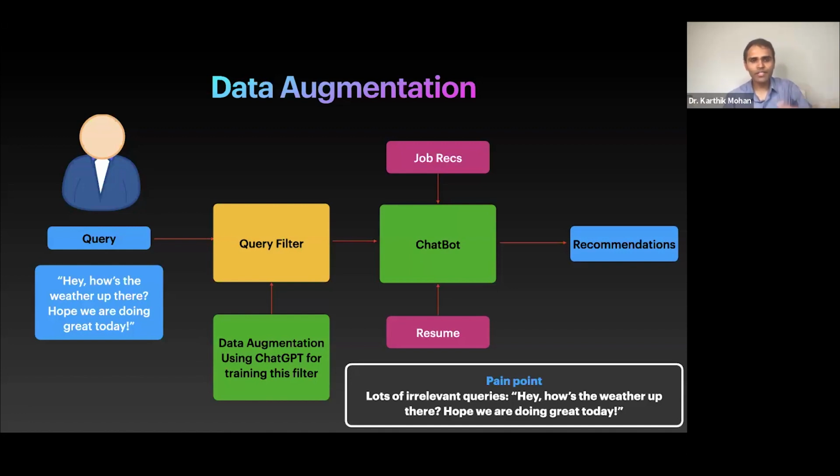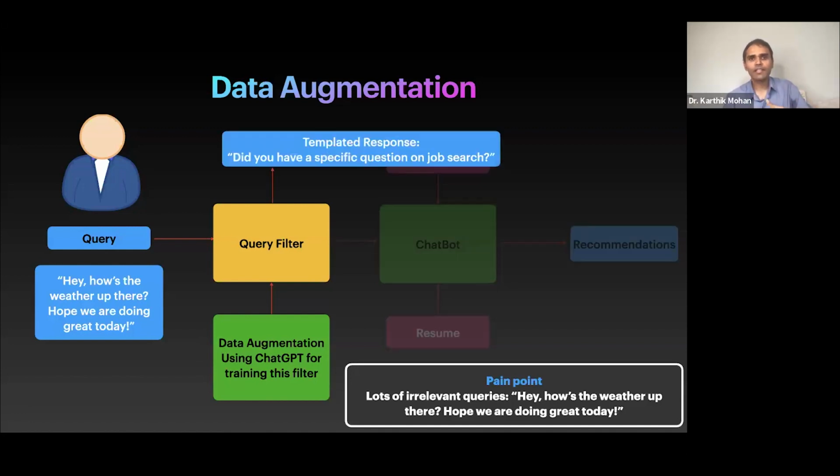So now we've done data augmentation, so we can train a BERT model. And then if you have an irrelevant query like, how's the weather up there? You might have a templated response. Instead of passing it through the chatbot, you'd say, do you have any specific questions on job search? Or you could have some other templated response, or I'm happy to answer any questions on job search. And so you circle back to the user and ask them to be more job and task specific, right? So this is an example where I thought data augmentation might fit in as an application here.